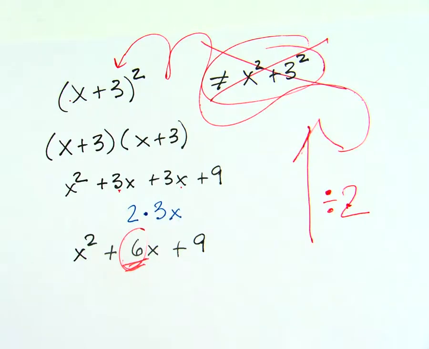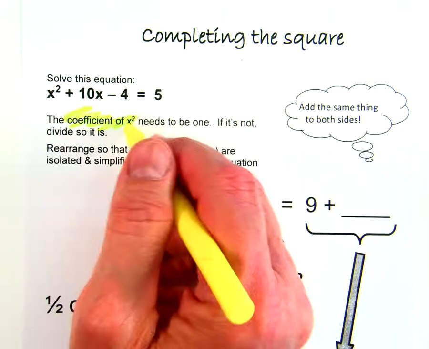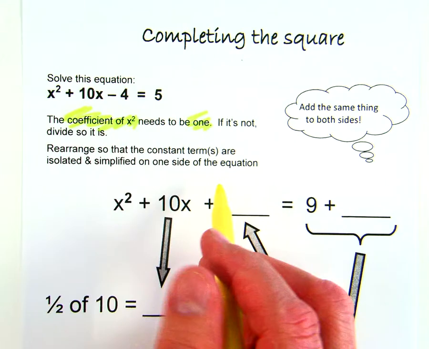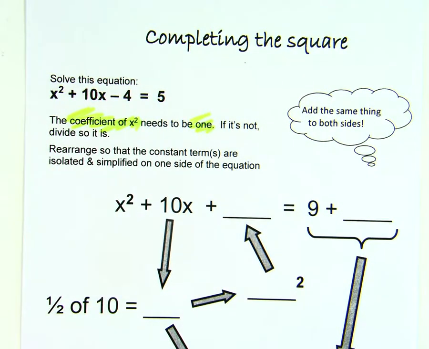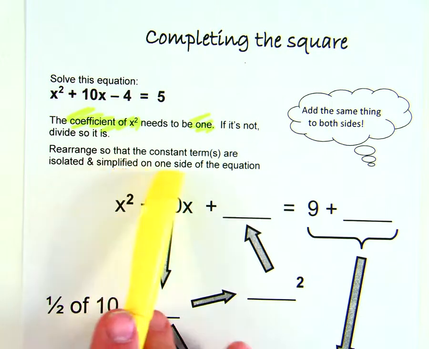Okay, I'm going to give you a brief overview and run through a problem here with regard to completing the square. So let's look at how this goes. Some of the things that we need to notice here. We're going to have an equation. The coefficient of the x squared term, the quadratic term, needs to be 1. If it's not, divide so that it is. We'll then rearrange the equation so that the constant terms are isolated and simplified on one side of the equation.